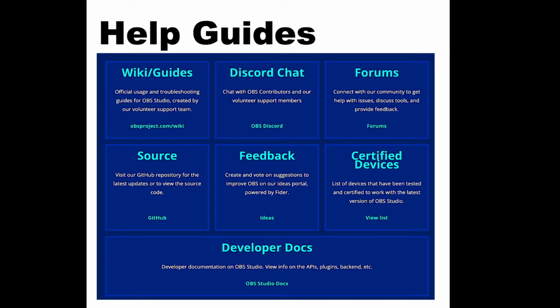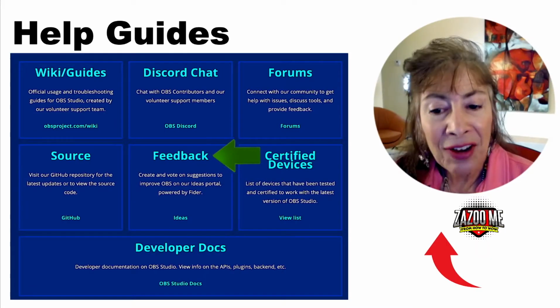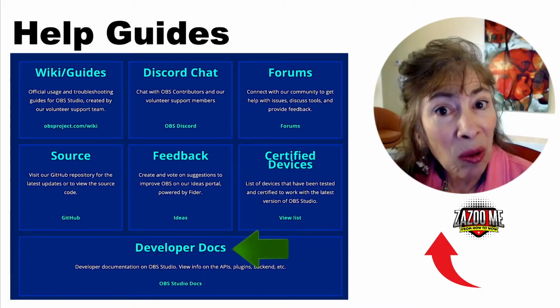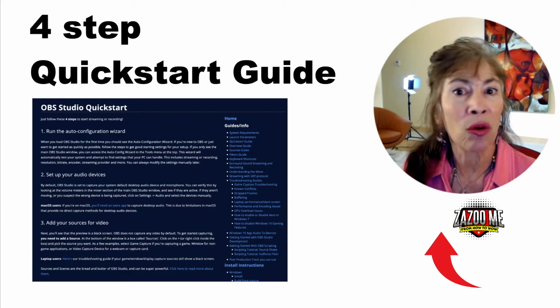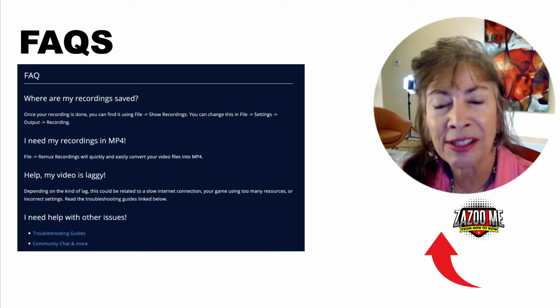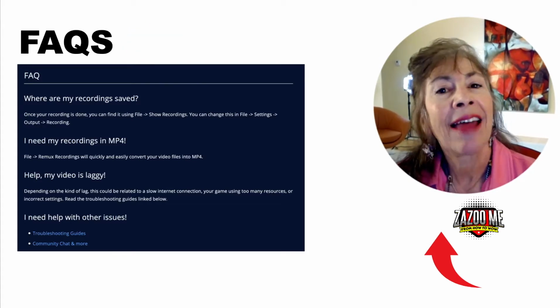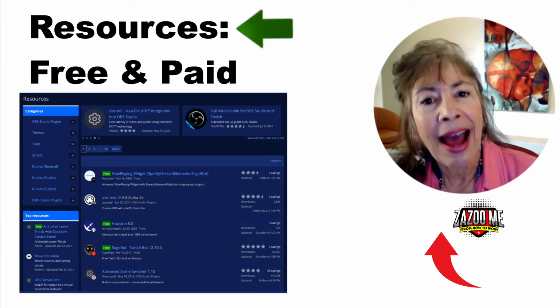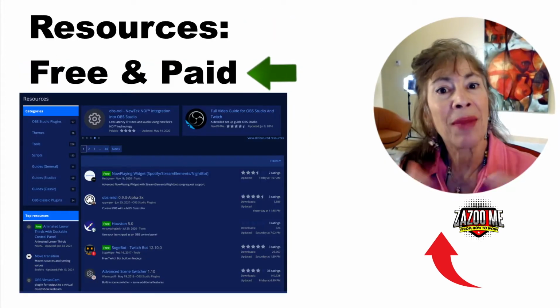OBS gives you help guides, wiki guides, there's a Discord chat, there's a forum, Source, which is a GitHub repository. You can get feedback, you can look at developer docs. There is in addition a quick step guide to getting started on OBS very, very quickly. It's only 4 steps. And there's also an FAQ page of facts that you might want or need to know. Along with that, there are resources, both free and paid resources, to make your experience with OBS so much better.